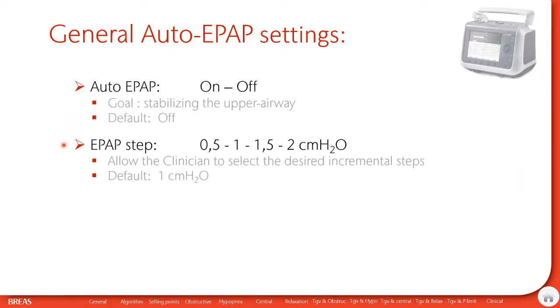And one of the settings, for example, is the EPAP step. The EPAP step, which can be set between 0.5 and 2 centimeters of water, will define how fast the EPAP will increase when an event is detected. So it can go from a slow increase of 0.5 centimeters of water for each step up to a larger step of 2 centimeters of water, with a default value of 1.